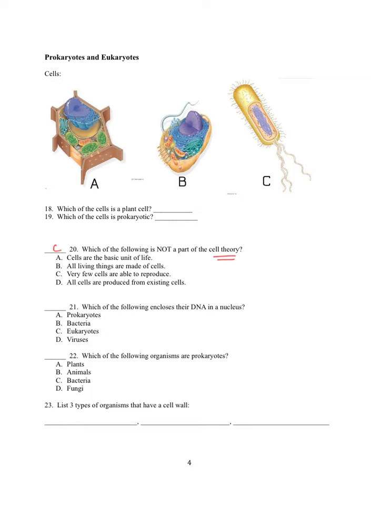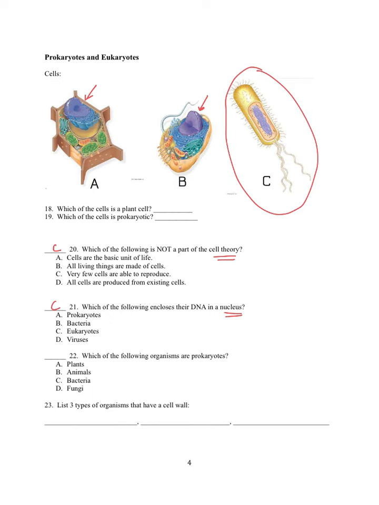Number 21 says, which of the following encloses their DNA in a nucleus? So here we're looking for cells that have a nucleus. So if you remember, plant cells have a nucleus, animal cells have a nucleus, bacteria cells do not have a nucleus. There is no nucleus present in this cell. We also know that fungi have nuclei, and that viruses do not have a nucleus because viruses are not cells. They're a separate type of structure. So number 21 is C. Eukaryotic cells, which include plant cells and animal cells, have a nucleus.